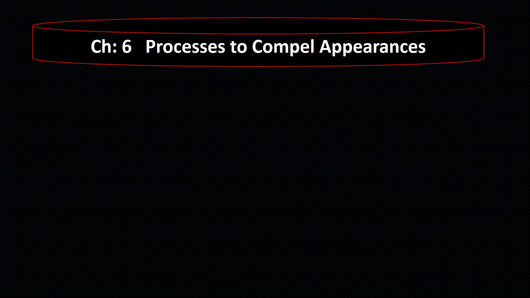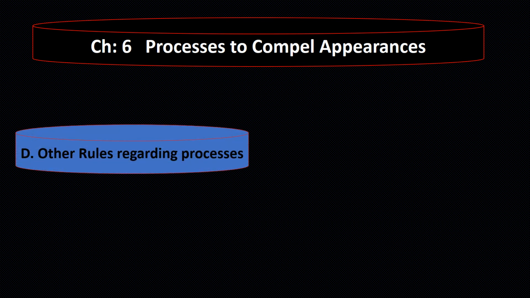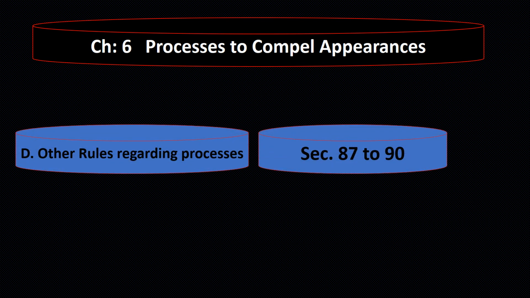Now we come to the fourth and the last part of chapter 6, process to compel appearances, and that is other rules regarding processes as per the provisions under sections 87 to 90 of the Criminal Procedure Code 1973.